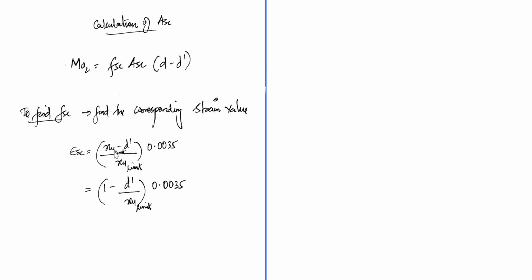Epsilon sc I can write as (xu limit minus d dash) by xu limit into 0.0035, that is (1 minus d dash by xu limit) into 0.0035. Epsilon sc is equal to 1 minus 50 by 292.8, into 0.0035. You will get this value as 0.0029 as the epsilon sc value. Now corresponding to this value, I need to find the value for my Fsc. You have epsilon sc as 0.0029, from the table of strain values 0.002, 0.0021, 0.0022.